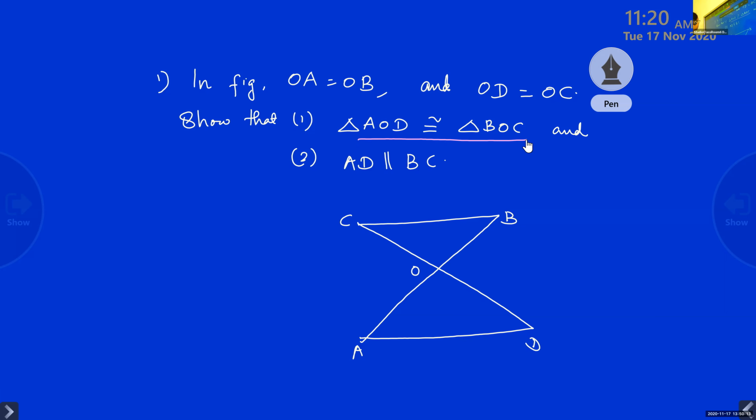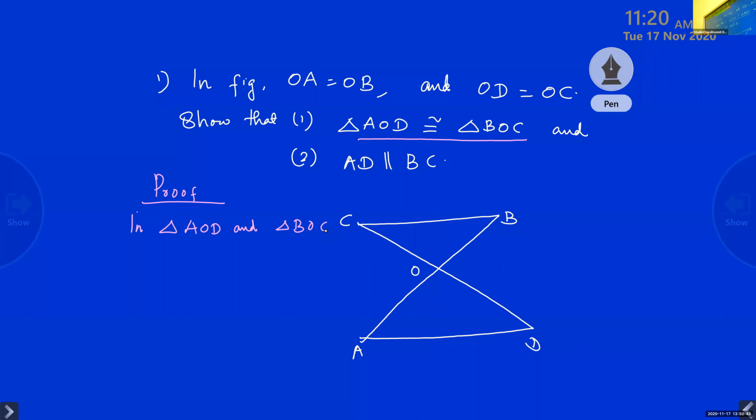Yes, ma'am. Okay. So first of all, you have to write those two triangles. In the given figure, in the question also it is given. In triangle AOD, don't write anything, listen to me. Together we will solve this. After that you can write. So you identified two triangles, isn't it?